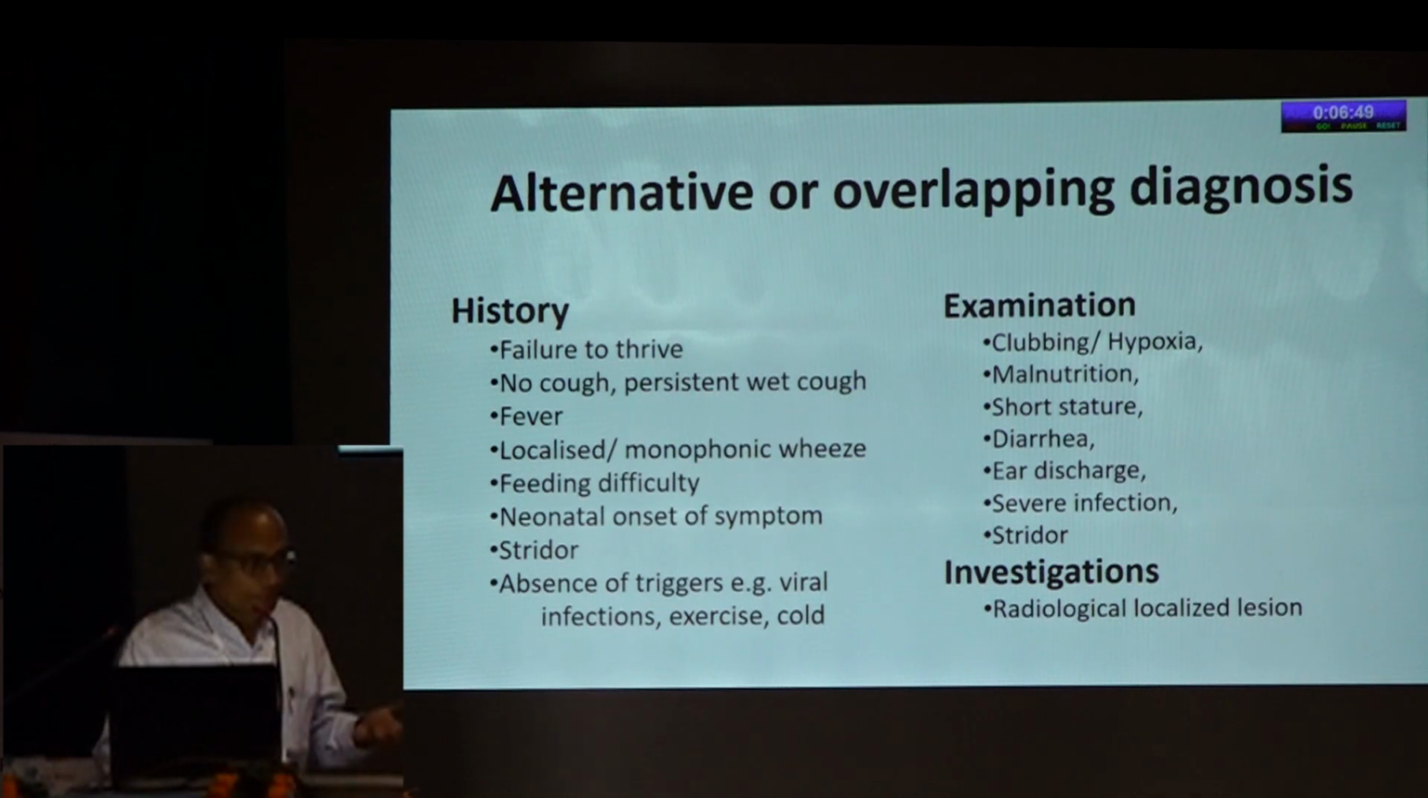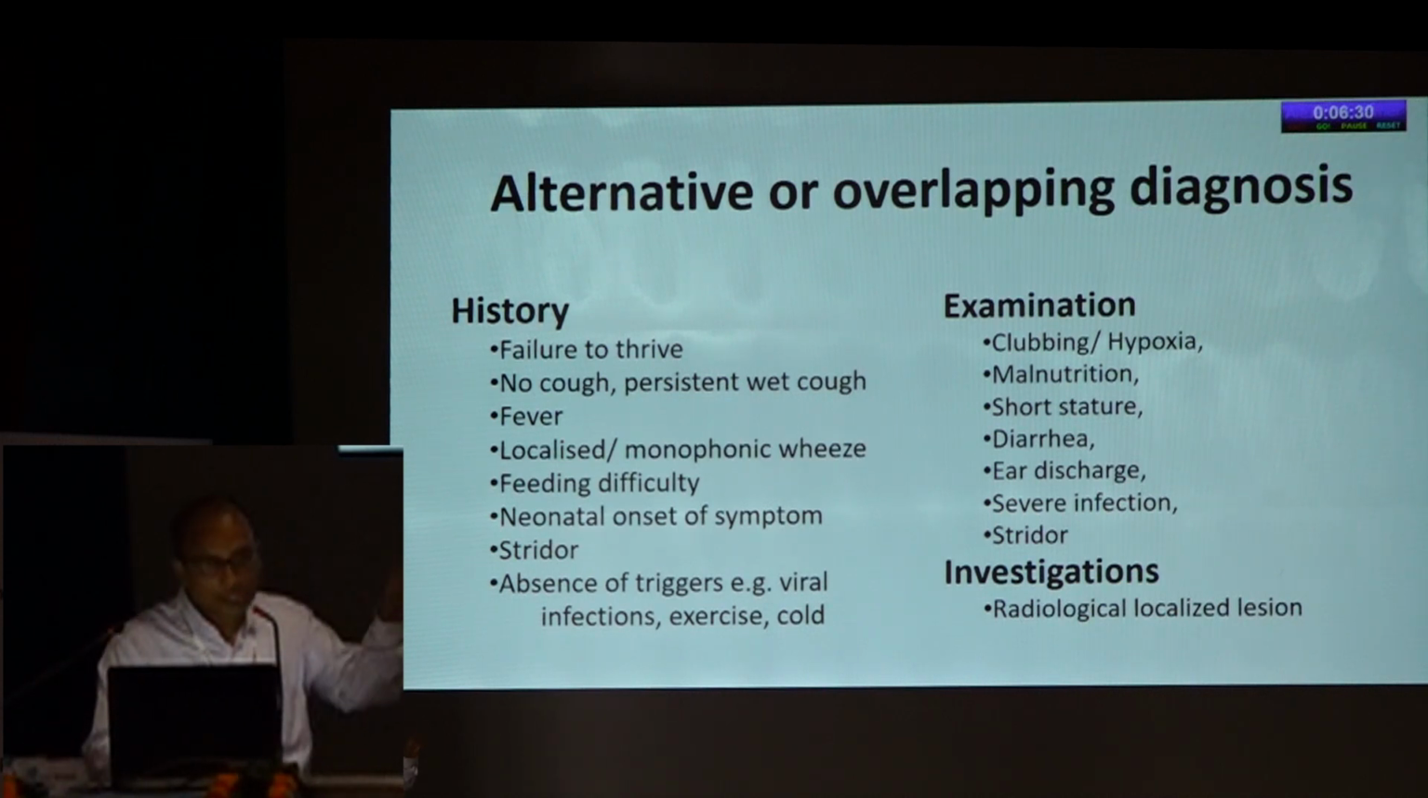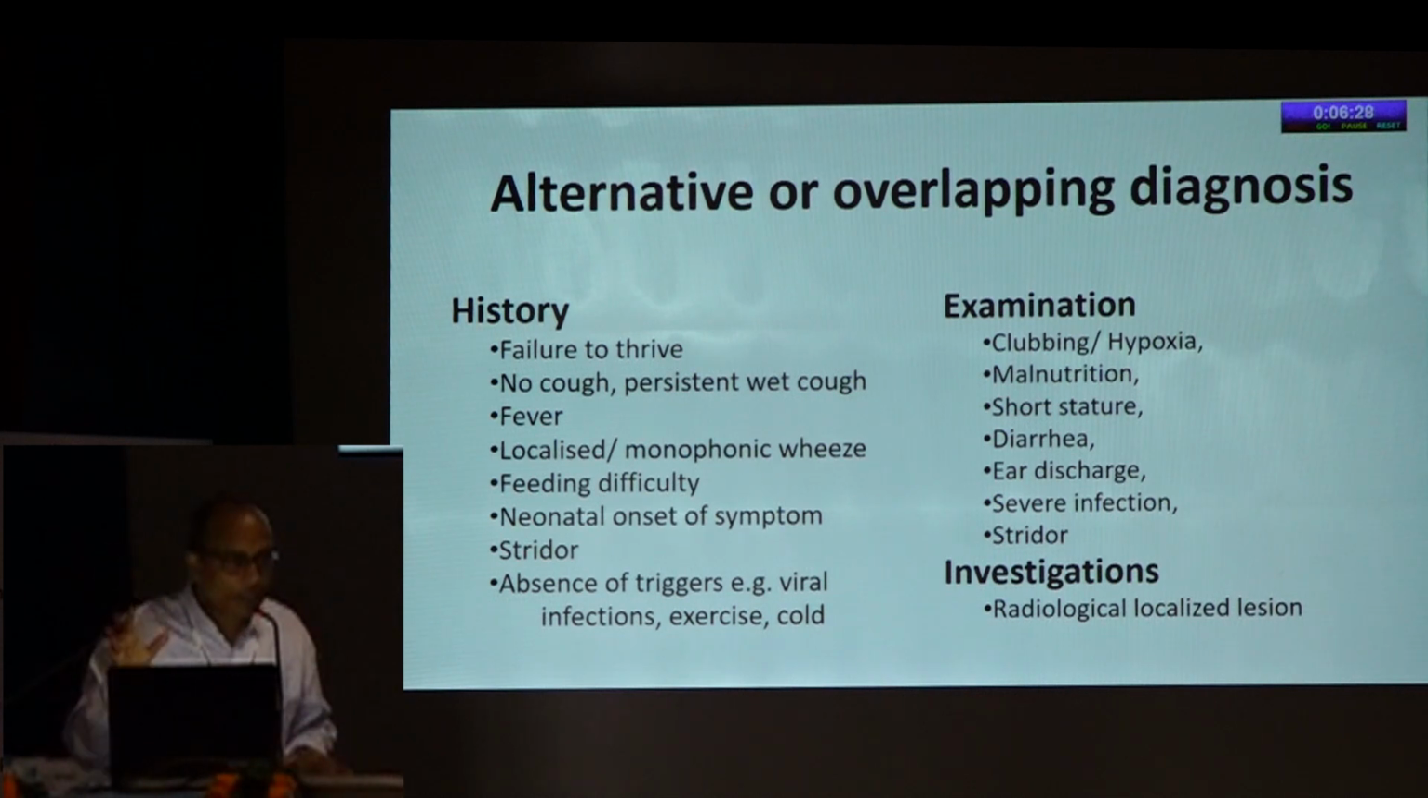Feeding difficulty, regurgitation, vomiting, all this can indicate that probably there is a reflux which is causing all these symptoms, and we are confusing it with asthma. Neonatal onset of symptoms, stridor, and absence of triggers. As I said, in asthma there is a lot of variability, with exercise, with viral infections. If these are absent, you should be cautious that this is something else that we are dealing with. If the child has clubbing or hypoxia, it is not just asthma.